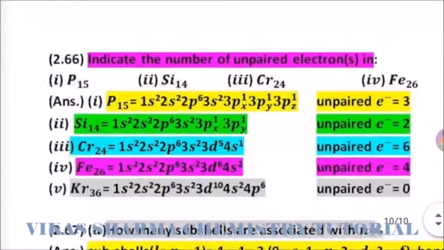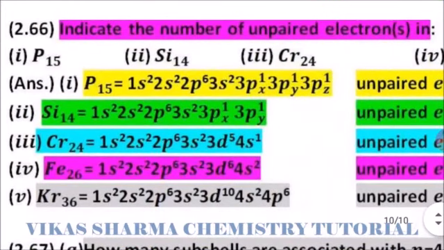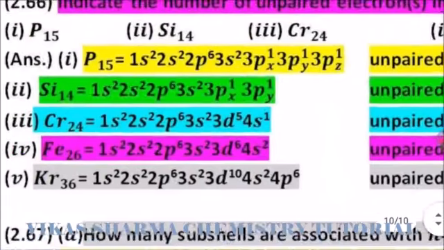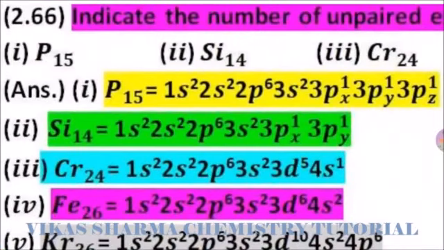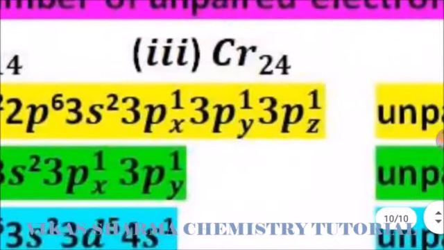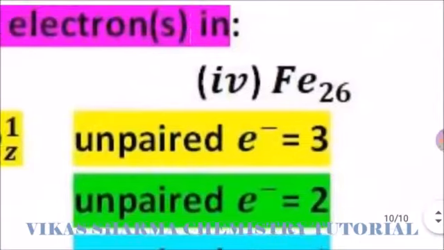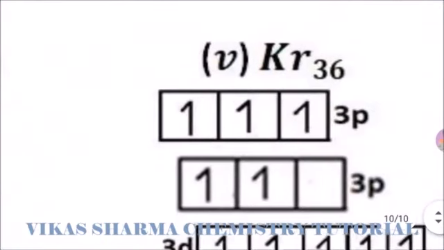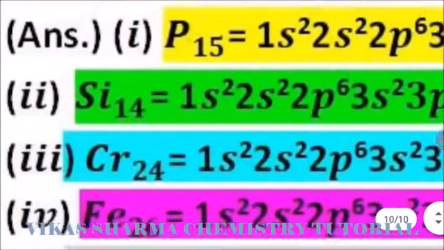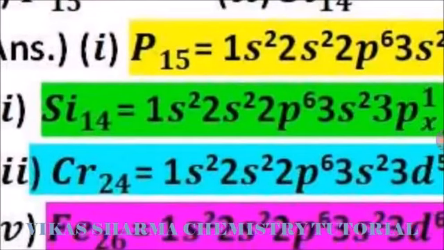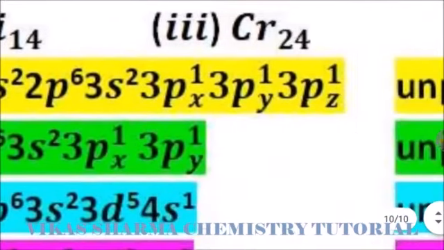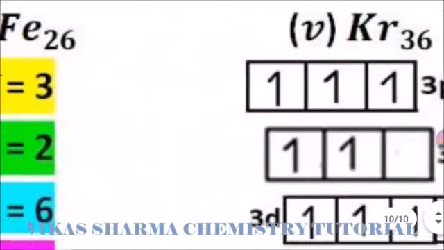Next, indicate the number of unpaired electrons in phosphorus, silicon, chromium and iron. First write the electronic configuration: phosphorus 1s2, 2s2, 2p6, 3s2, 3px1, 3py1 and 3pz1. So the unpaired electrons are 3, because first the positive spin electrons are filled. Next, in the case of silicon, 14 is the atomic number, so the configuration is 1s2, 2s2, 2p6, 3s2, 3px1 and 3py1. So the unpaired electrons are 2.